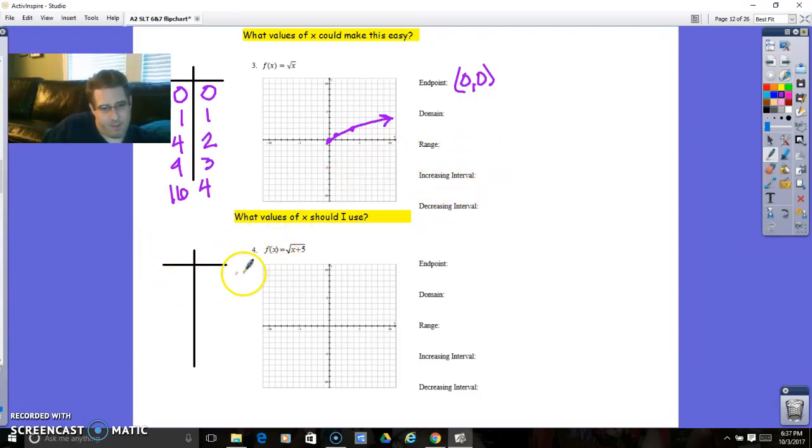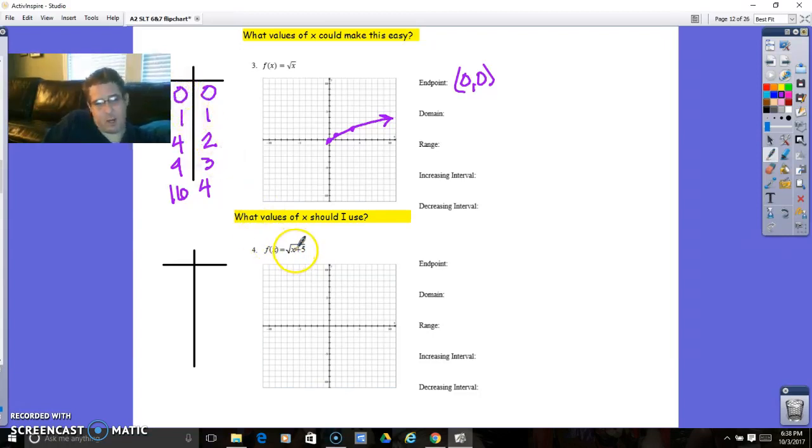Now, when you have a question like this, you've got to be a little bit more strategic, because you want the inside of the radical to be these same numbers: 0, 1, 4, 9, and 16. But you can't just make x those numbers. You can't make x 0, because 0 plus 5 is 5, and the square root of 5 is an irrational number. So we've got to be sneaky about this.